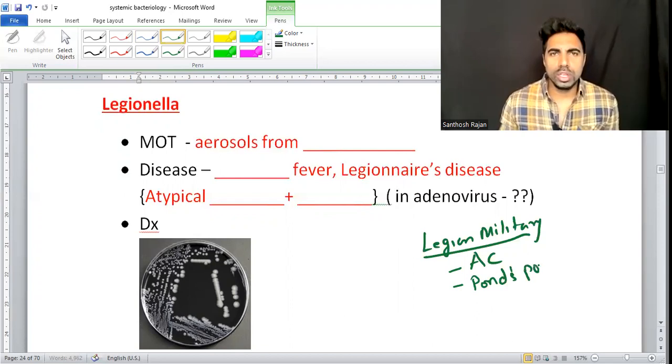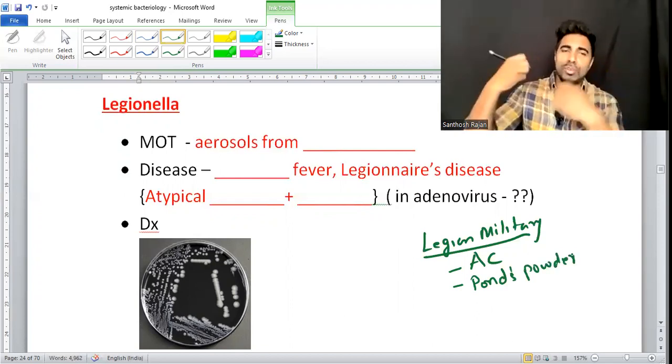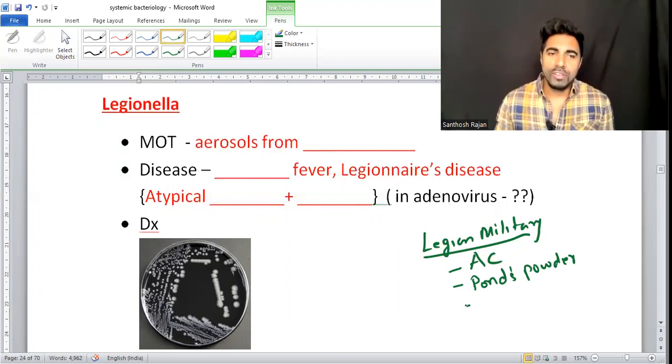Ponds powder. In the South we commonly use it to prevent from the heat, this sort of prickly heat powder we put on our body. They need Ponds powder. Then, for excess fitness, they use a bicycle. Okay, that's all.